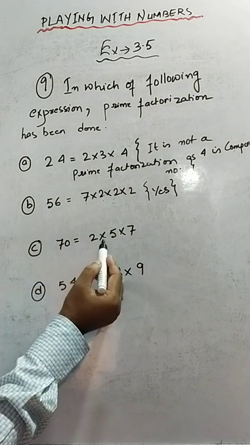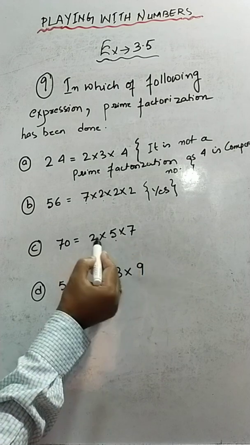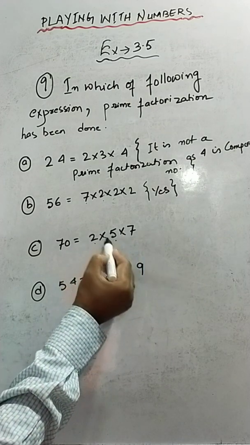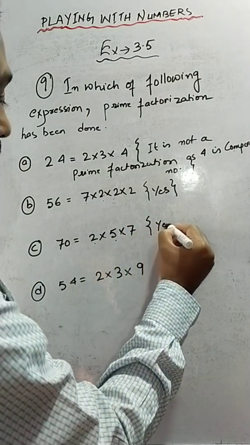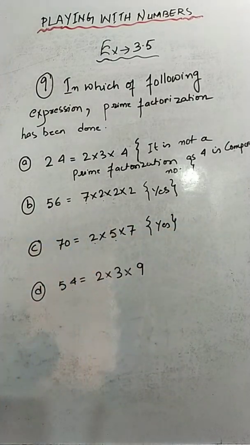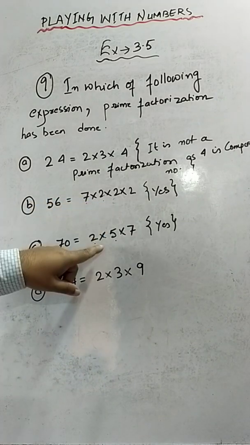Now we come to the third one, 70. 70 is expressed as 2 into 5 into 7. So you can observe that all the numbers are prime numbers, isn't it? So the answer would be again yes. So these two numbers have been expressed in the prime factorization method, because all the numbers are prime numbers.